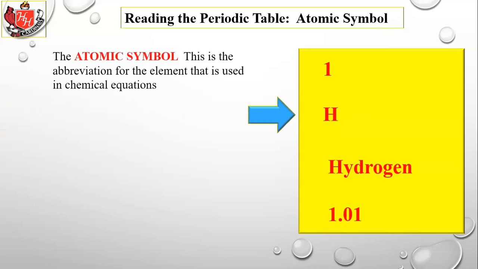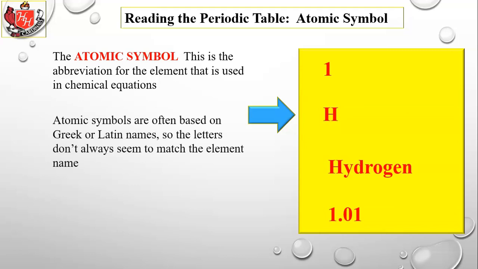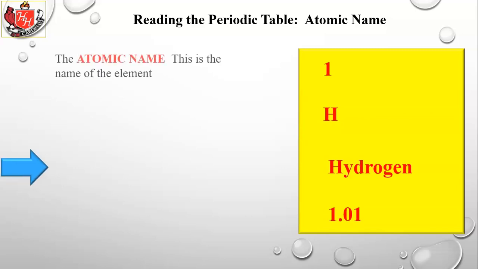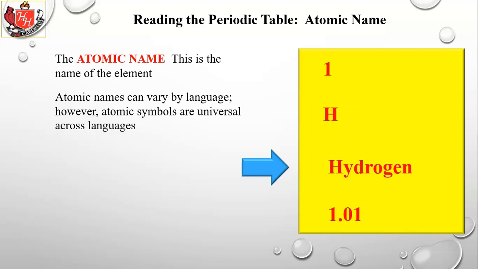The atomic symbol is the abbreviation for the element that is used in chemical equations. Atomic symbols are often based on Greek or Latin names, so the letters don't always seem to match the element name. Also, I should point out that atomic symbols are universal. So H is used here in the United States. It would be used in China. It would be used in Germany, in Mexico, anywhere. They would use H for hydrogen. The atomic name, this is the name of the element. Atomic names can vary by language. However, the atomic symbols, as I just said, are universal across languages.